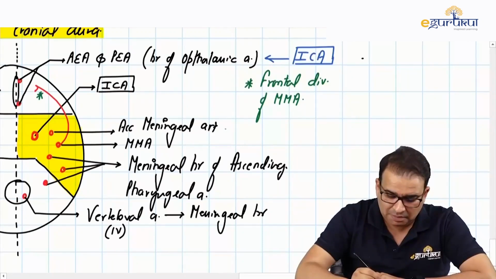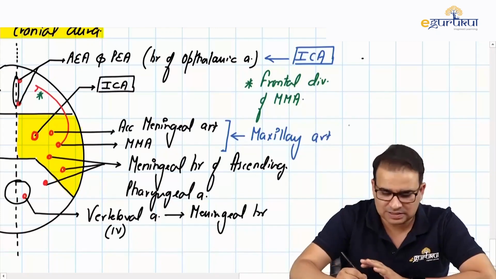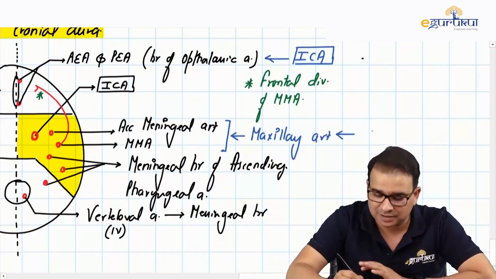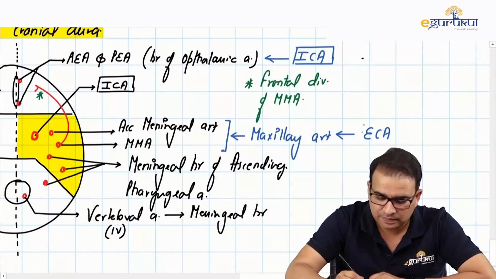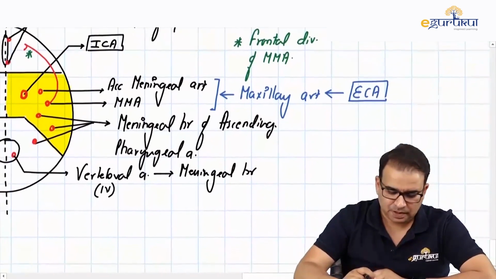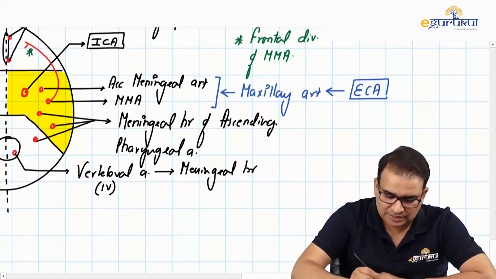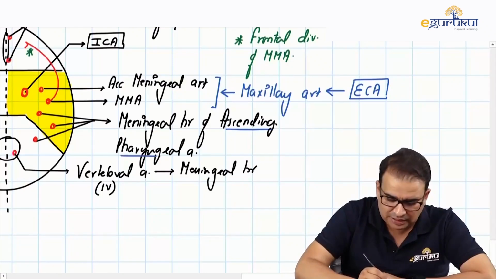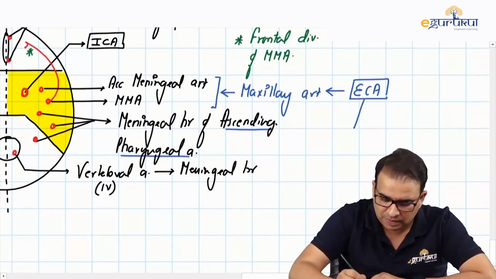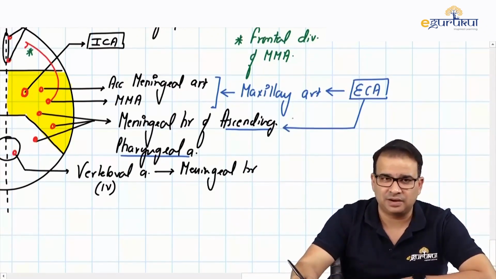Accessory meningeal artery, middle meningeal artery, they both are the branches of maxillary artery, which again we're going to discuss. And guys, maxillary artery is a direct and the largest branch of external carotid. Meningeal branch of ascending pharyngeal artery: this ascending pharyngeal artery is a direct branch coming from external carotid artery.